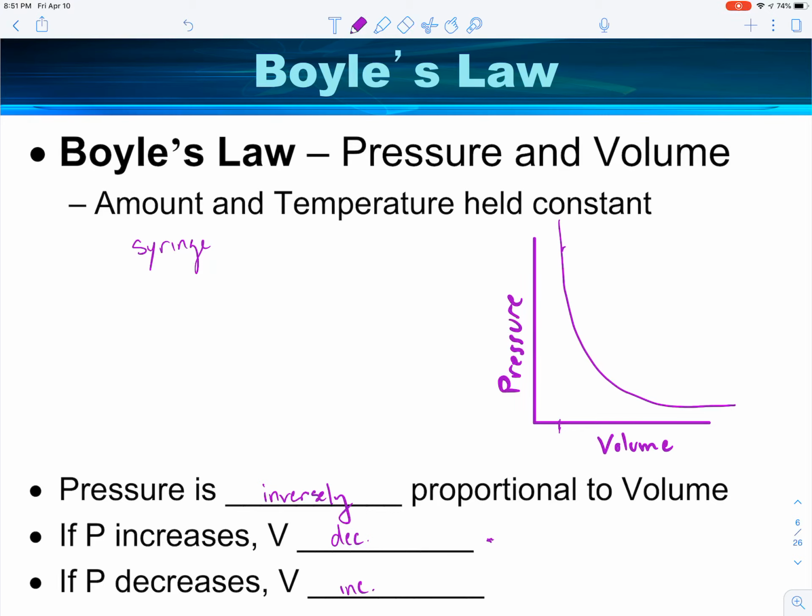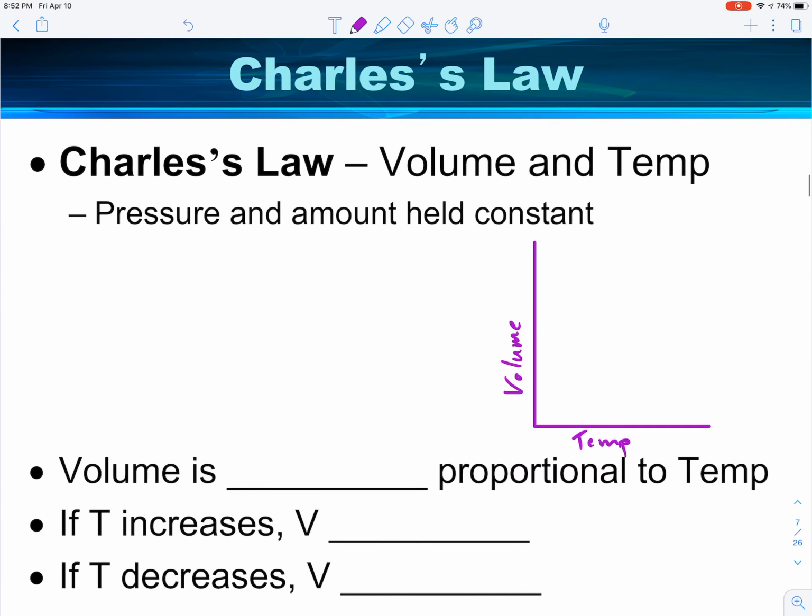Moving on. Oh, if you're trying to remember Boyle's law, my mnemonic device for this is that Boyle sounds like it would involve temperature, but it doesn't. So if that helps you, that's great. If it doesn't, that's fine.